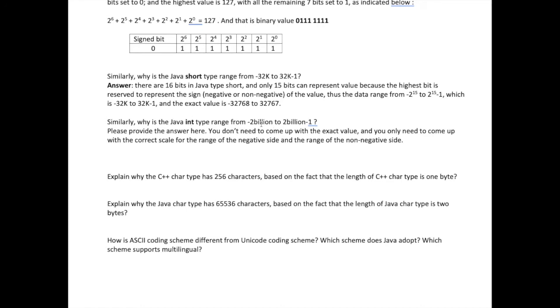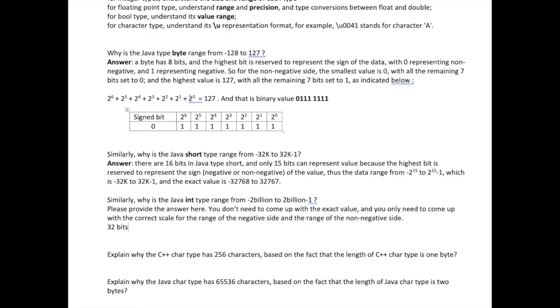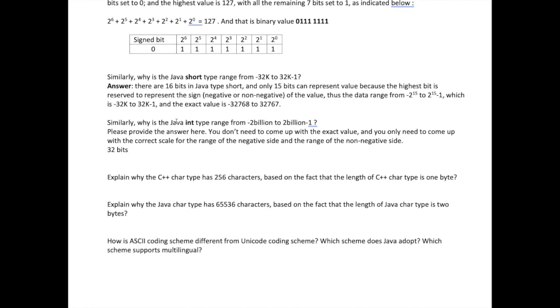Java int type, why is it minus 2 billion to 2 billion minus 1? Why is the range that way? The big hint I will provide here is that 32 bits are in the int type. That has something to do with the answer. Read these ones before you answer this question here.